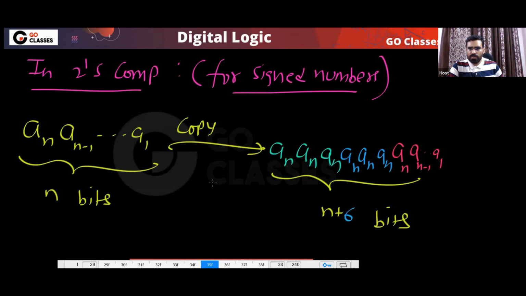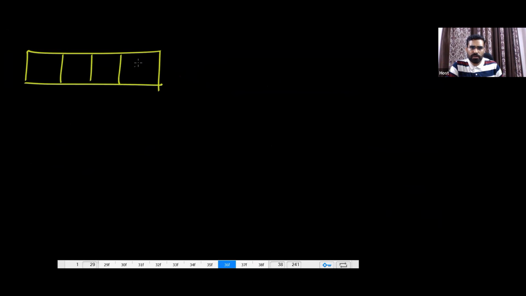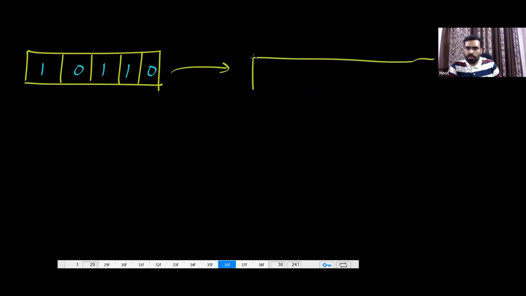Okay, so let's move on. Let's do one practice. So let's assume I have this data in my computer, in a register. Register means basically it is a storage device. So here I have data. Let's assume I have 1 0 1 1 0. Now I want to transfer this data from 5 bits to more bits.